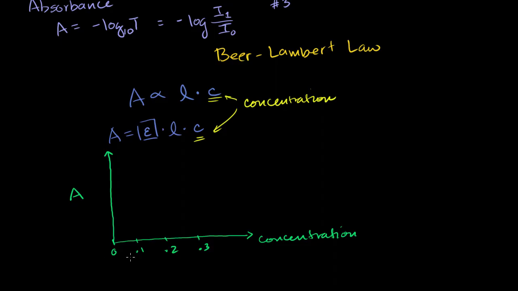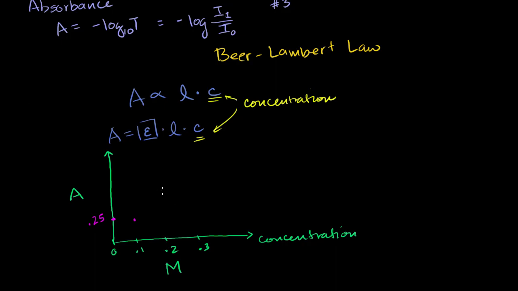Now, let's say you have some solution and you know the concentration. You know it is a 0.1 molar concentration. So let me write down M for molar. And you measure its absorbance, and you just get some number here. So this is a low concentration, it didn't absorb that much. You get it at, I don't know, some number here. So let's say it's 0.25.